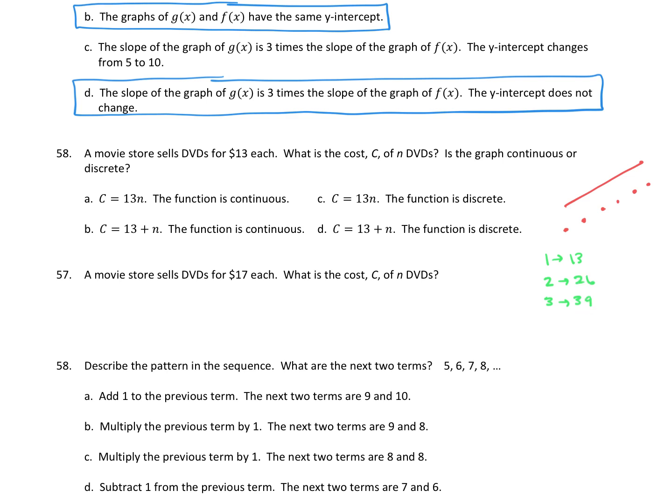So because of the situation, the cost is just $13 times your number of DVDs. These are the answers we would get, because you can't buy partial DVDs. You can buy one DVD, two DVDs, three DVDs. So this is a discrete function.